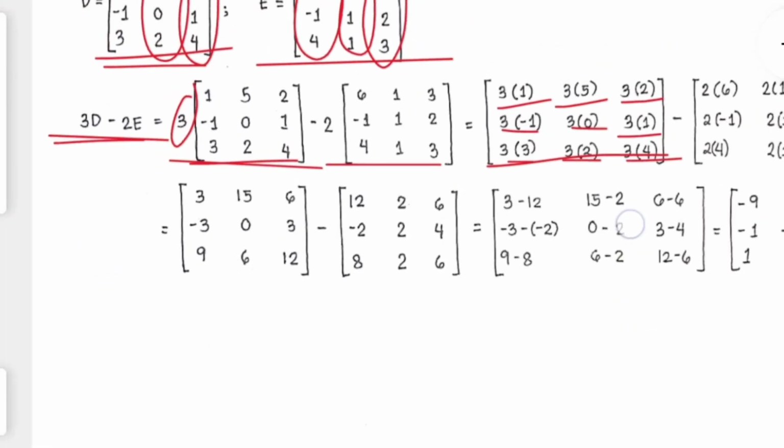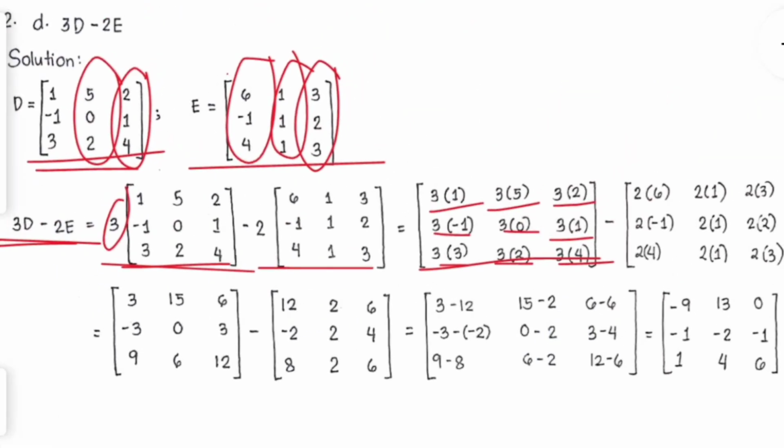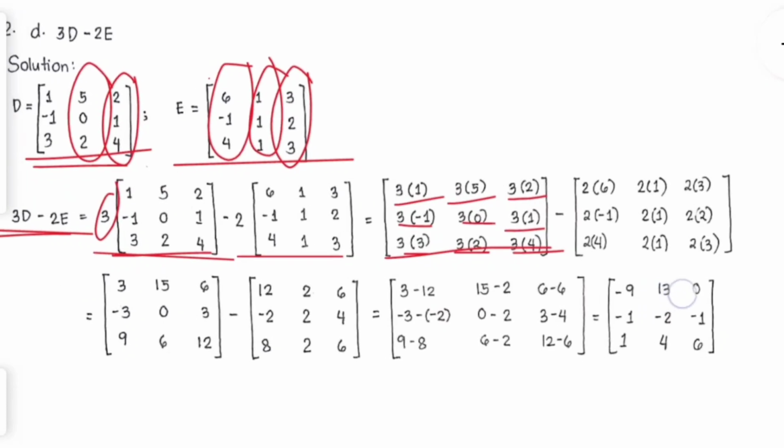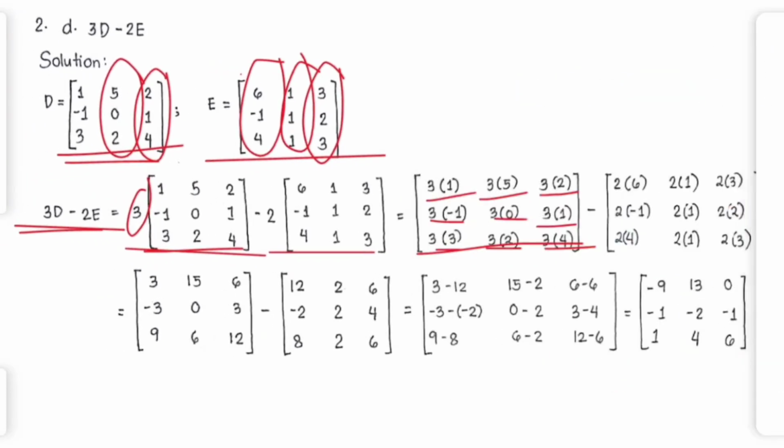Another one is the 2 multiplied to E. Since we have the matrix E here and it will be multiplied by 2, we get 2 multiplied to 6, 2 multiplied to negative 1, 2 multiplied to 4, 2 multiplied to 1, 2 multiplied to 1, 2 multiplied to 1, 2 multiplied to 3, 2 multiplied to 2, 2 multiplied to 3. So basically, we just multiply 2 to the values in this matrix E.